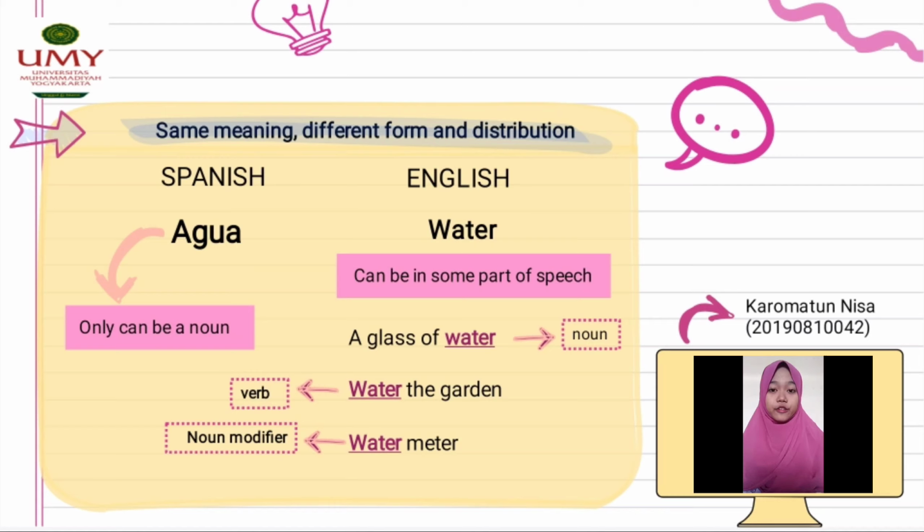The next interference is same meaning but different form and distribution. Agua means water in English. Agua may occur only as a noun unless the form is changed. On the other hand, water in English can be several parts of speech. For example, as a noun, in a glass of water, as a verb, in water the garden, and as a noun modifier, in water matter.